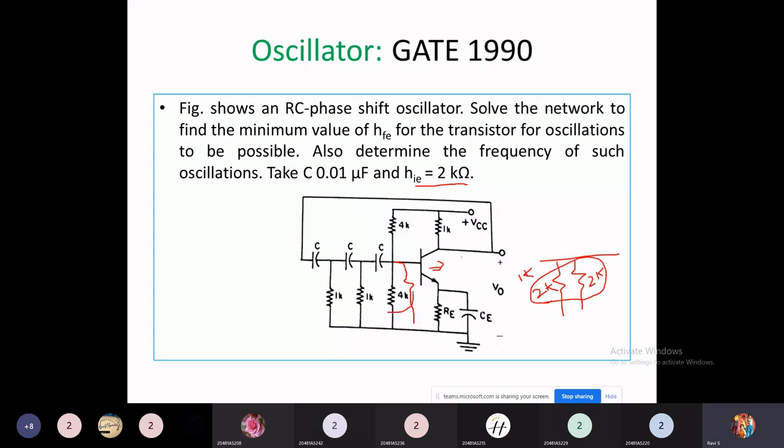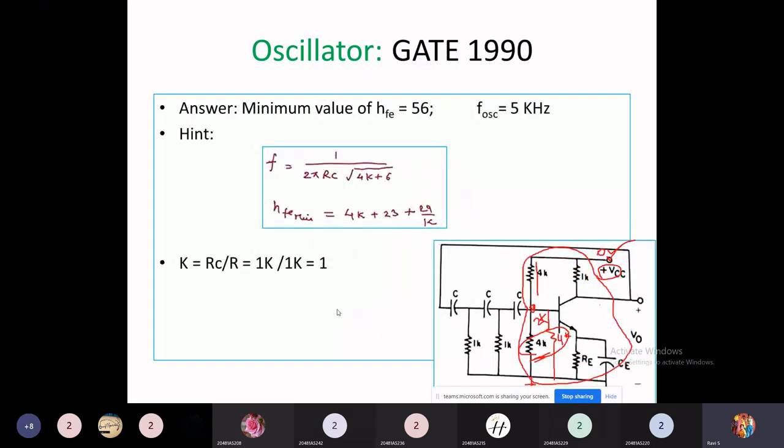Okay, so this is the reason why I am considering this as 4 kilo ohms. So basically it is 1K, 1K, 1K. The overall input resistance experienced at this node is only 1 kilo ohm. So when you bring this 4K in parallel to this, and after that you bring the 2 kilo ohm input resistance in parallel to this, the overall resistance experienced here is only 1 kilo ohm. Is this clear? So in this way we obtain the expression for frequency of oscillation and hFE minimum.